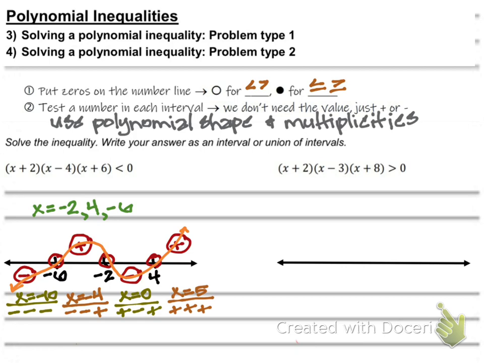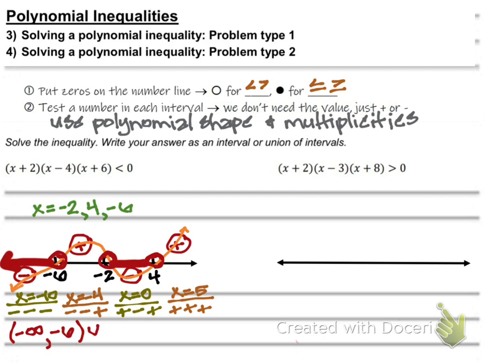Okay, so we're not quite done yet because they want the answer as an interval or a union of intervals. Well, we want less than, so we want everywhere it's negative, right? So we have the piece on the left and this piece. So we want to write that in interval notation. So the smallest number we can use is negative infinity, right? And we go all the way to negative 6, which gets a parenthesis because it's an open circle.